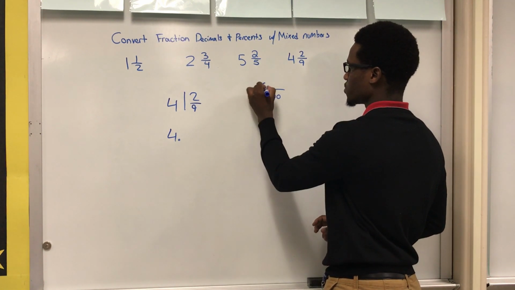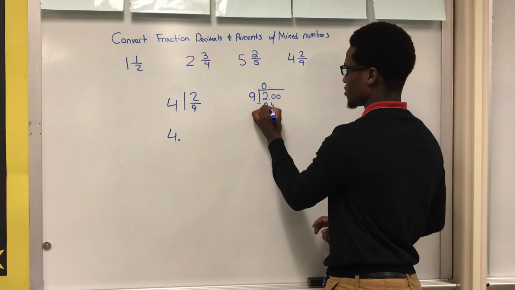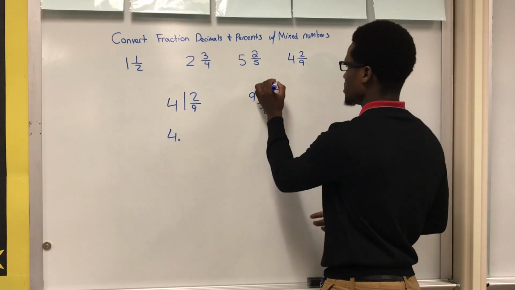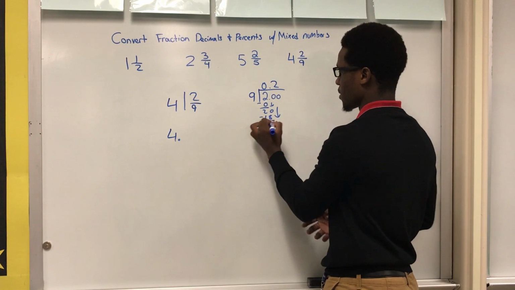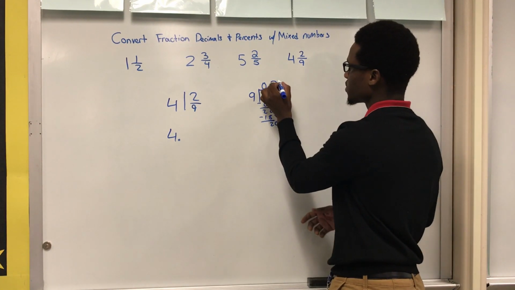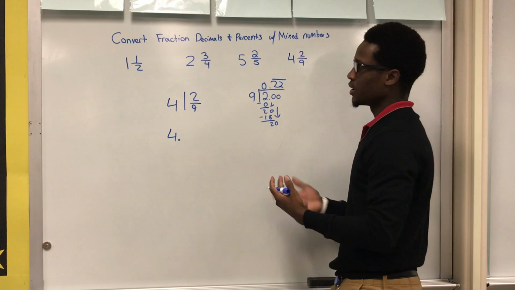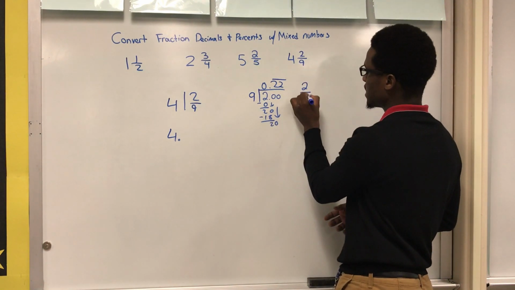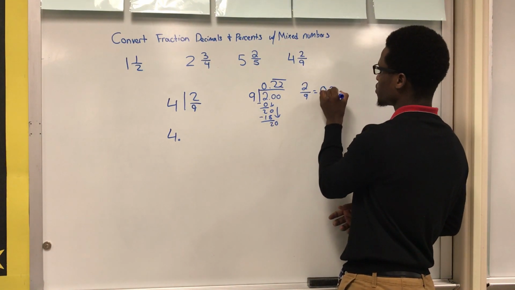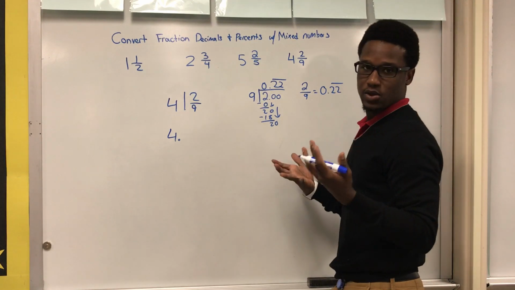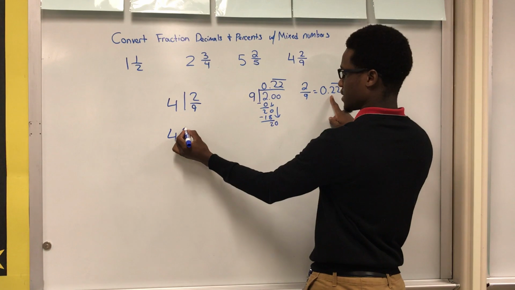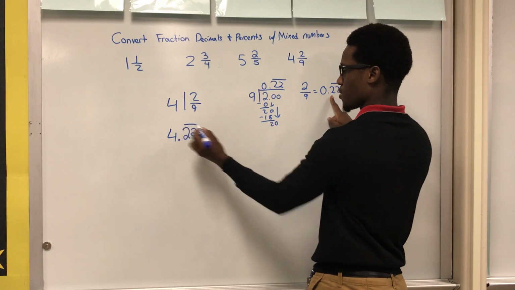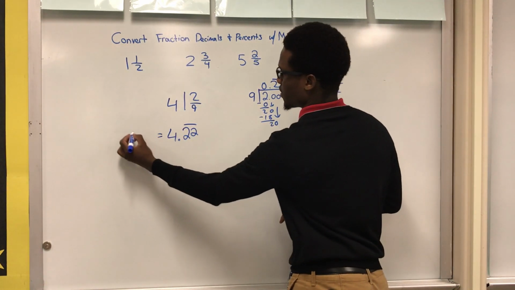So 9 goes into 2 0 times. 9 goes into 20 2 times to equal 18. 9 goes into 22 times again. So as you can see, this is going to be repeating. So this is saying 2/9 is equal to 0.22, and it just keeps going on. So I have my whole number. I'm going to go ahead and add my decimal. All right. So these two are equivalent.